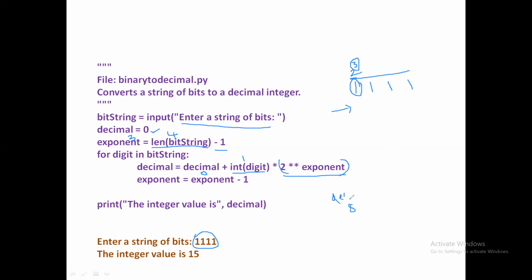Let us calculate the value. This is decimal. Now the exponent has to be reduced for the next digit. When it goes here, 2 squared it must be. So exponent is equal to exponent minus 1. Initially it is 3, now it is 2.